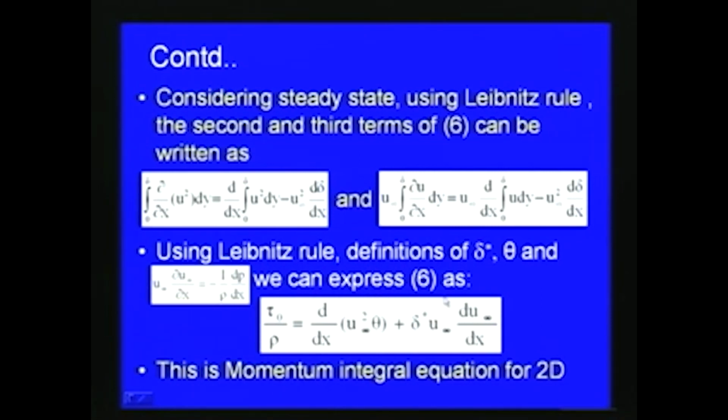He derived this equation as tau 0 by rho is equal to d/dx of u infinity square theta plus delta star u infinity du infinity/dx. This equation is called the momentum integral equation in 2 dimensions, and this was derived by von Karman. He used Prandtl's boundary layer equations, some transformations and the Leibniz rule. This equation is for steady state conditions, and he used various assumptions and also the fundamental definitions for the displacement thickness and momentum thickness. Finally von Karman got the momentum integral equation, tau 0 by rho is equal to d/dx of u infinity square theta plus delta star u infinity du infinity/dx. This equation is called the momentum integral equation or von Karman momentum integral equation.